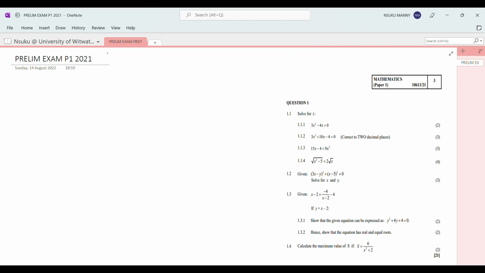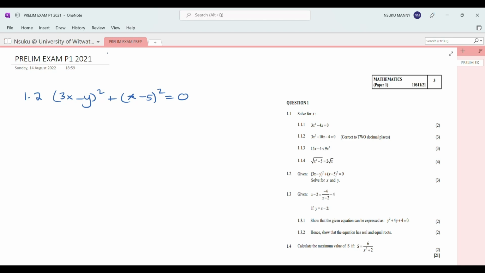So now we're going to be solving 1.2. That says (3x minus y) all squared plus (x minus 5) all squared is equal to 0. This is kind of a weird equation because obviously it's not a simultaneous equation since we only have one equation, and at the same time we have to solve for x and y, right? So how do we solve this one?